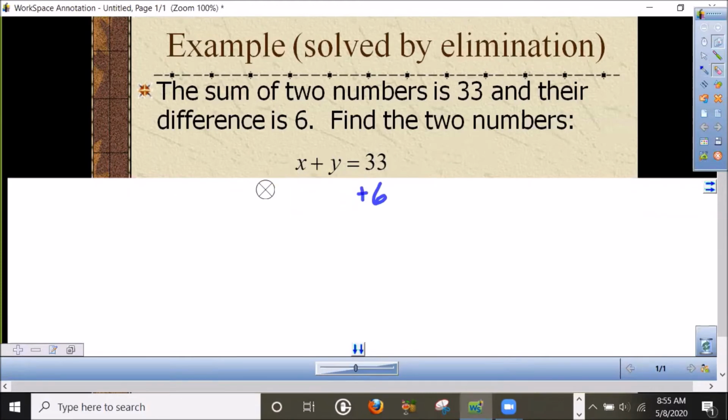Finally, could I add 6 to one side and add 16 minus 10 to the other side? Of course, because they are both equal.